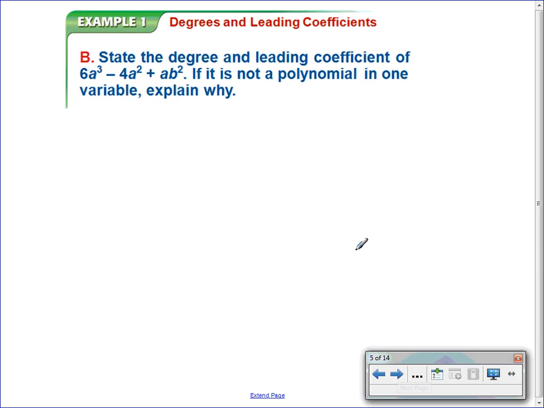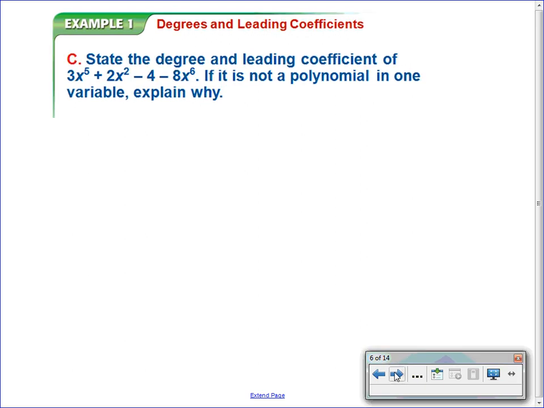Let's take a look at my second example. Notice, because I've got two variables showing up here, a's and b's, this is not a polynomial in one variable. So we stop there. And my last example, you'll notice on this one, the powers on the x's are not in order. Rewrite this to where they are in order.